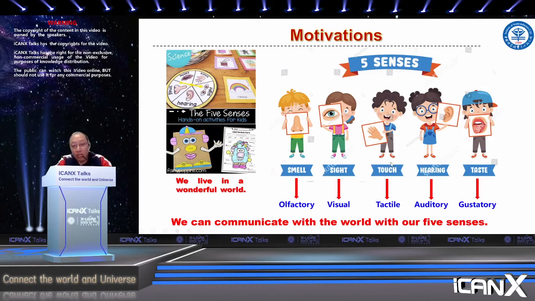And the third one is touch, related to our hands and our skin. With our hands, we can touch the world, we can touch hard or soft objects. And this means we have tactile ability. And then the fourth sense is hearing, related to our ears. With ears, we can hear different sounds. And this is the auditory ability. And the final one is related to our mouth. We can taste different things. That means we have the gustatory ability.